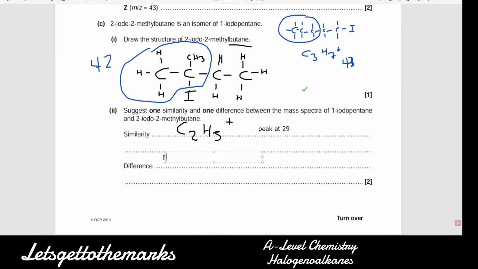So the difference is, I don't think I've got to write all this out. In 2-iodo-2-methylbutane, no peak at 43. Gosh, I nearly said no peak at 41, which would be nonsense. But yeah, there we go. No peak at 43. So you can't get that propyl C3H7. What you can get here, this is going to be C3H6. Yeah, I guess plus 2. And that's what you're going to get there. You're not going to get that.